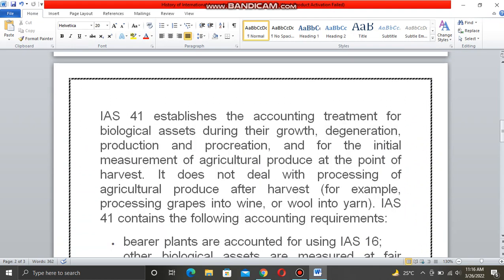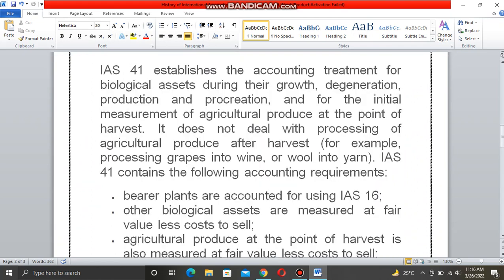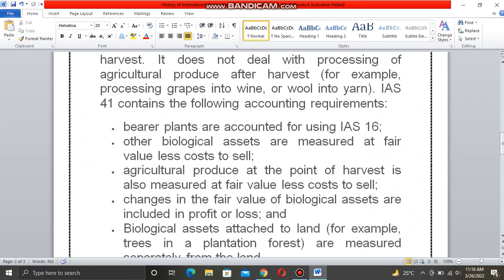IAS 41 established the accounting treatment for biological assets during their growth, degeneration, production and procreation, and for the initial measurement of agricultural produce at the point of harvest. It does not deal with processing of agricultural produce after harvest. For example, IAS 41 contains the following accounting treatments.